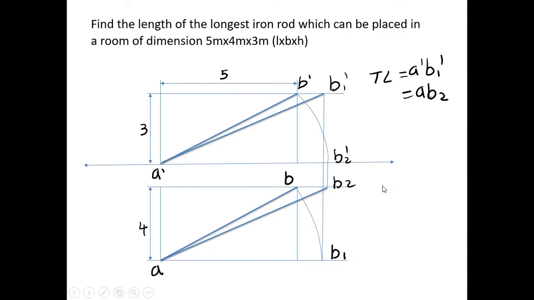Or if you want to rotate the top view, with A as center and AB as radius, you draw an arc up to the locus of A, here B1, and then drop that to the locus of B dash, you get the point B1 dash. Connect that to A dash, you get A dash B1 dash. So A dash B1 dash or AB2 will be the true length of that line.